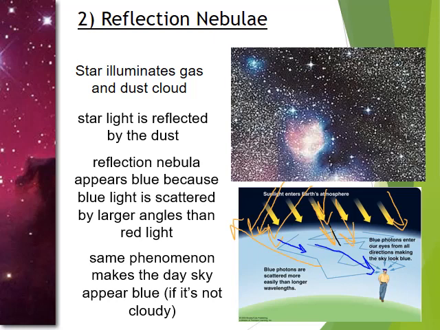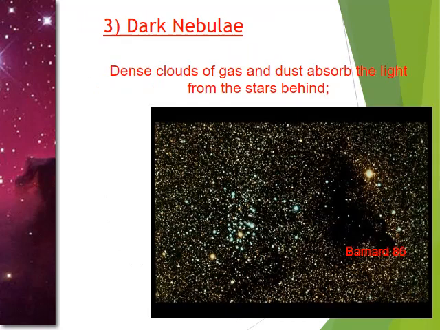Same thing with reflection nebulae. What happens is the light from that nearby star is going off into space in a direction that we wouldn't see. But it gets scattered, preferentially the blue end of the spectrum, and gets scattered in our direction. So instead of seeing nothing, we do see something. We see the reflected blue light off of that cloud of gas and dust.